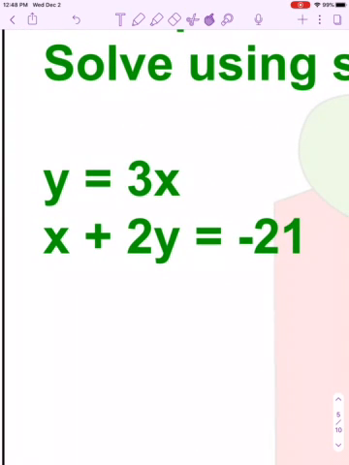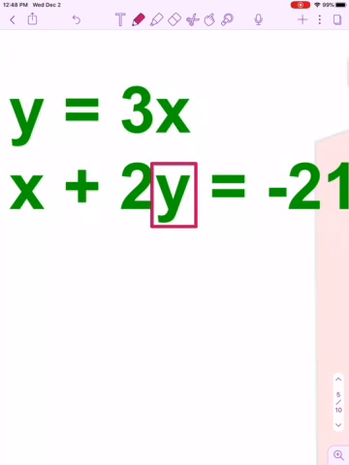In order to use substitution, you have to have an x equals or a y equals already in one of the equations. This says y equals 3x. So in my first equation, I have y by itself, and that's what I need to use substitution. So this is what we say: we know y in the first equation because the first equation says y equals. So if we know y in the first equation, we replace the y in the second equation. We know y in the first, so we replace the y in the second.